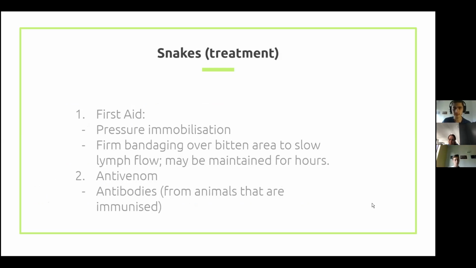So in terms of snake treatment, the first aid is pressure immobilization, above where you've been bitten. You put a bandage really firm on top, for example. Why we want to do that is we want to slow the lymph flow, because that's what's going to be spreading that venom. So you want to stop it as much as possible so you avoid spreading it and getting systemic effects. And you can maintain that for hours.